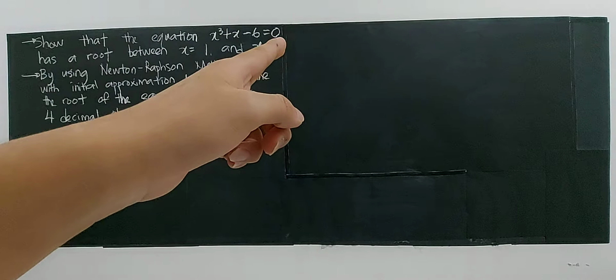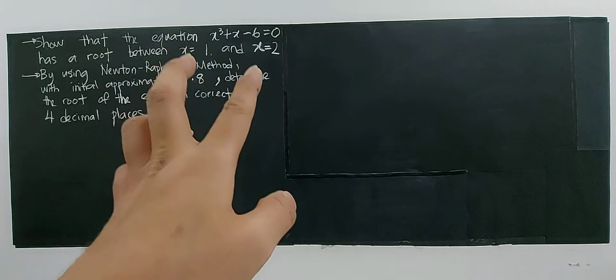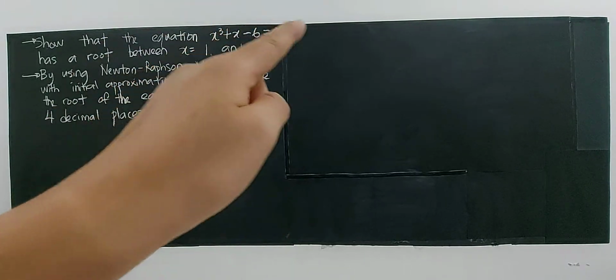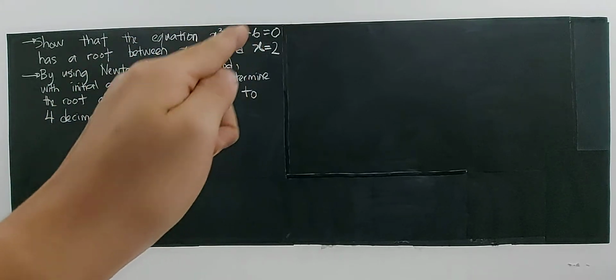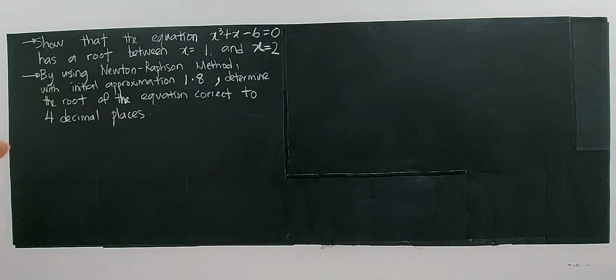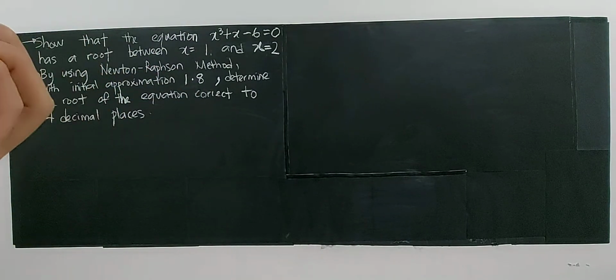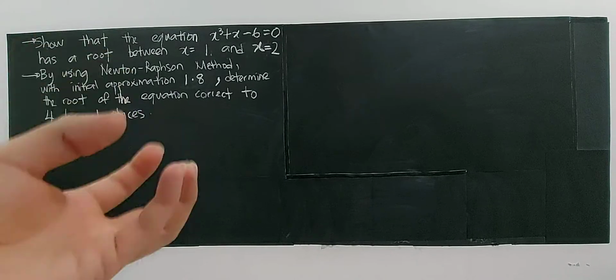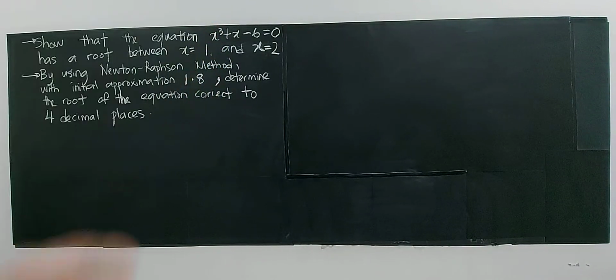So we want to show that the equation equals 0 has a root between these two, right? It means that there is a root, a value of x that satisfies this equation. What is meant by satisfied? It means that when you substitute the value of x inside here, you get 0. But because we are using the Newton-Raphson method, we actually get an approximation of the roots. The root may be nearly the same as the actual root, right?